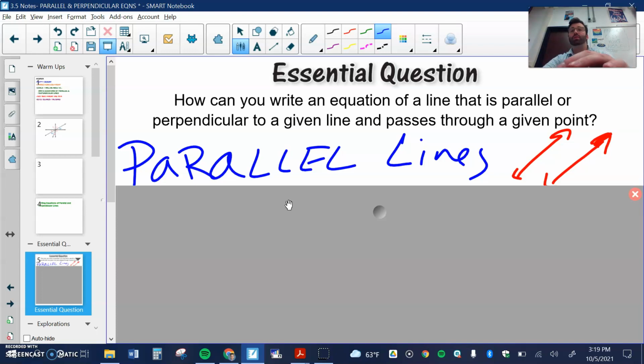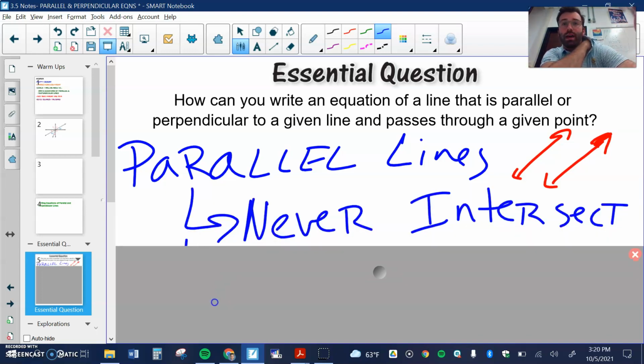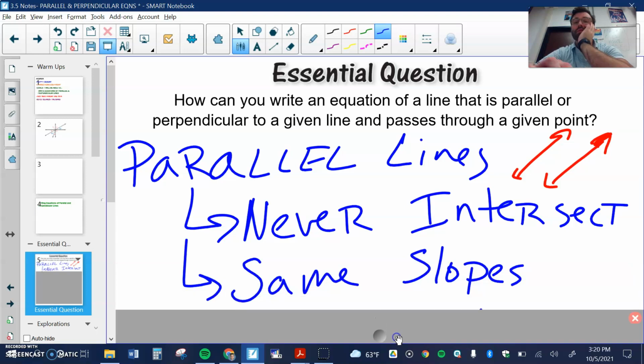Parallel lines, remember, they look like those red lines right there. They're never going to intersect. They never cross. Because of that, I want to think to myself, are they increasing at the same rate or a different rate? If they're never going to intersect, they're increasing at the same rate, which means they have the same slope. You may remember that from a previous math class.